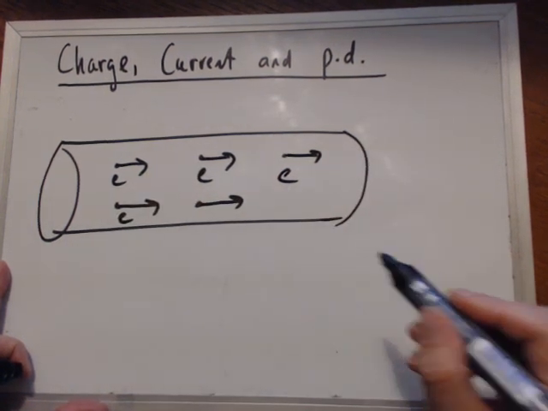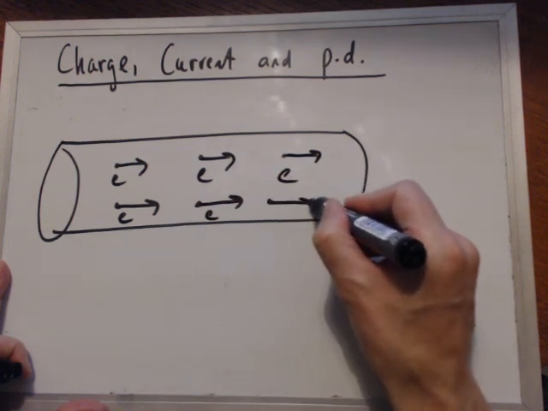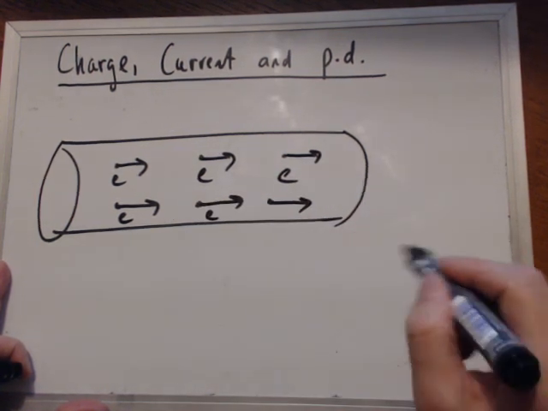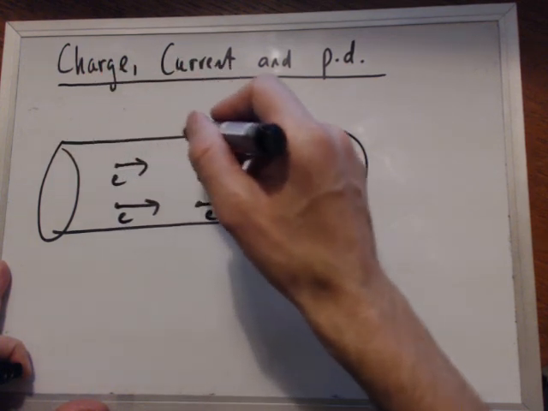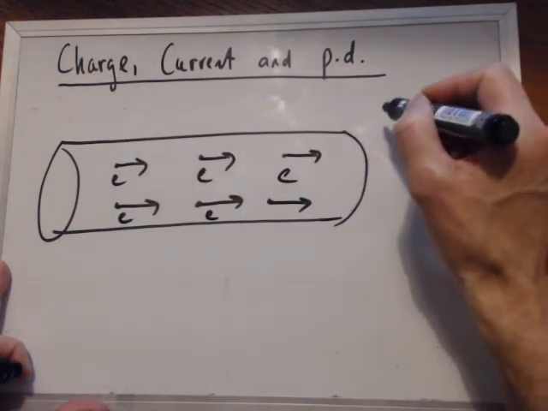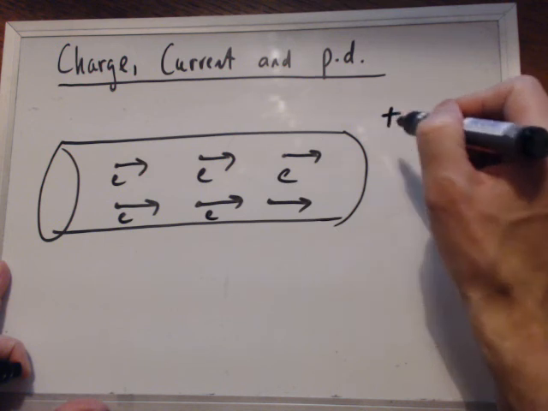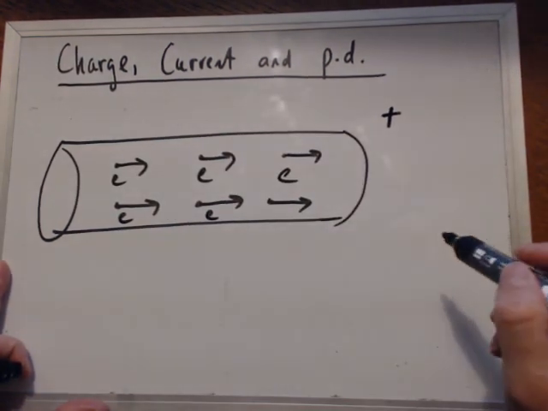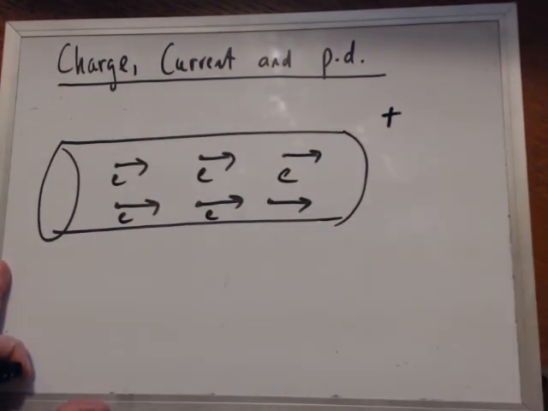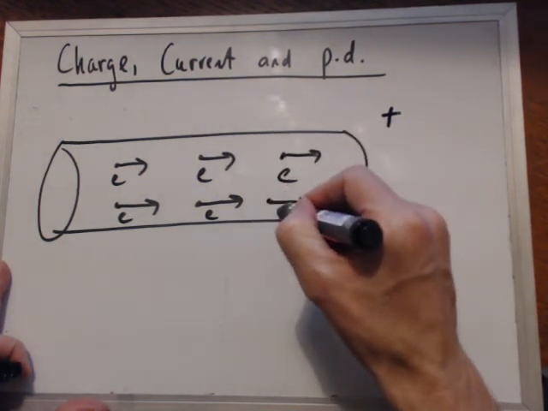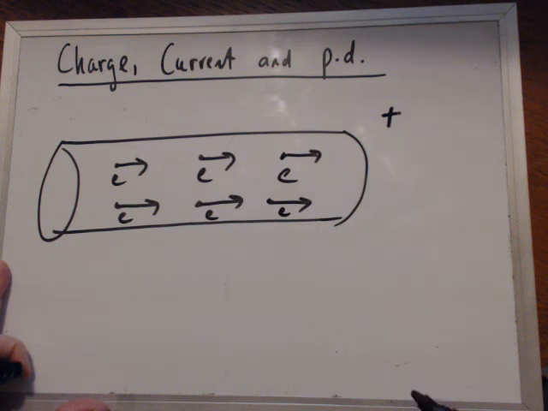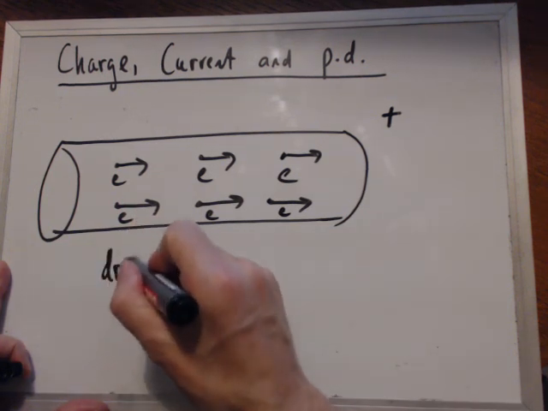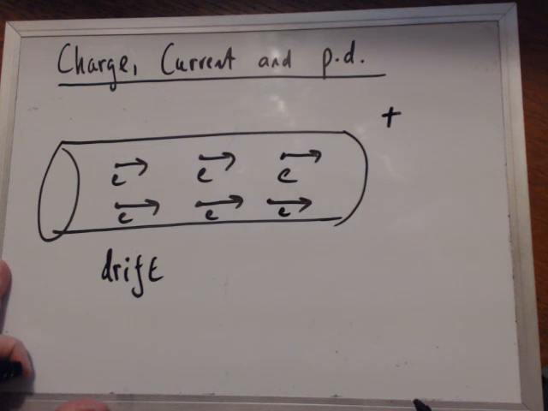What really happens is they will go in a certain direction, being attracted towards the positive there. They'll bounce off positive ions, hit ions and go the other direction, but on average they will drift along.